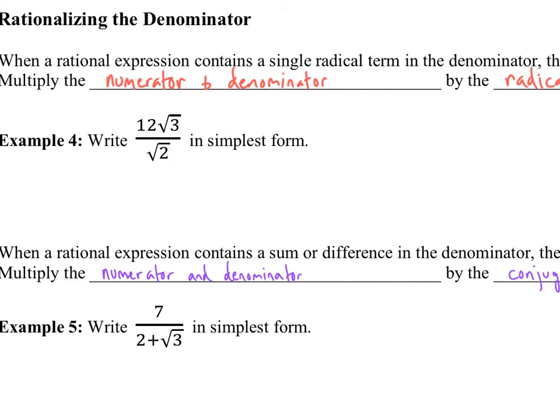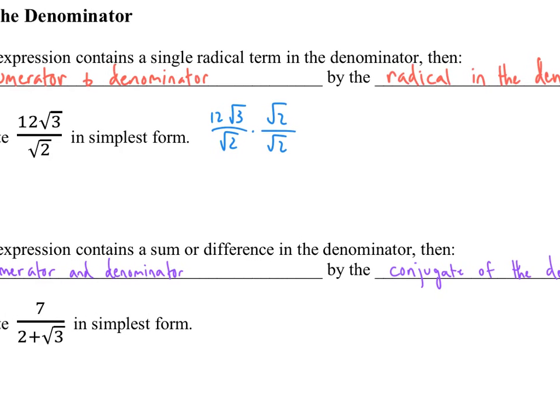So I'm going to take 12 square roots of 3 divided by square root of 2, and I'll multiply it by the square root of 2 over the square root of 2. So the idea here is by doing this, I'll turn this into a 2, and I have to put this here because otherwise this wouldn't be equal to 1. So because I'm multiplying by square root of 2 over square root of 2, I'm really just multiplying by 1. So I'm not changing the value of this, I'm just changing the way it looks.